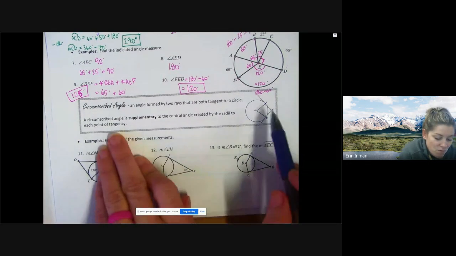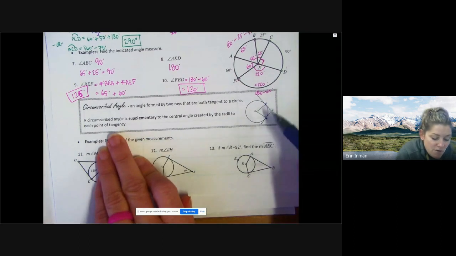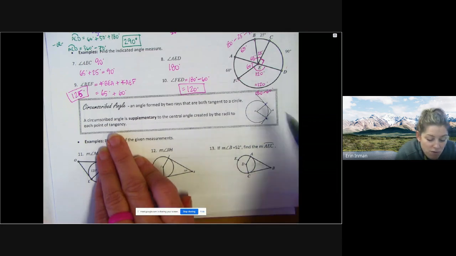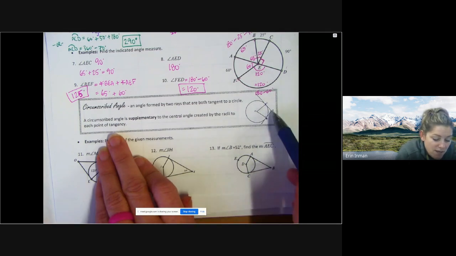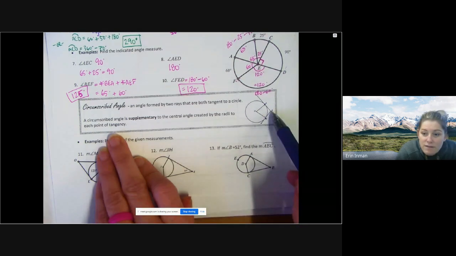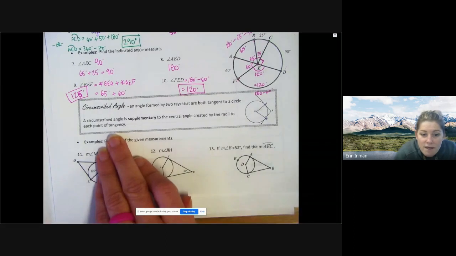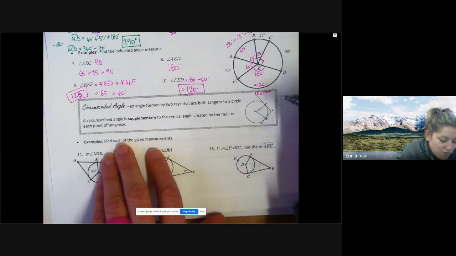So when we look at this quadrilateral that's formed, if this is 90 degrees and this is 90 degrees, and all the angles inside a quadrilateral add up to 360, then 90 plus 90 is 180. That means that these angles right here are supplementary. So the central angle and the angle that's outside, the one that's basically opposite it, are going to be supplementary angles.